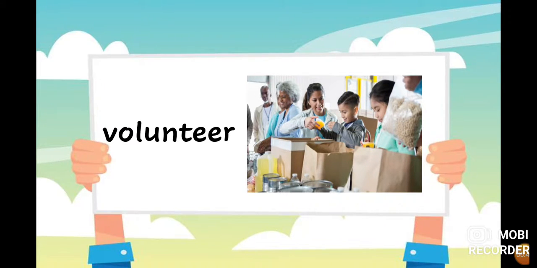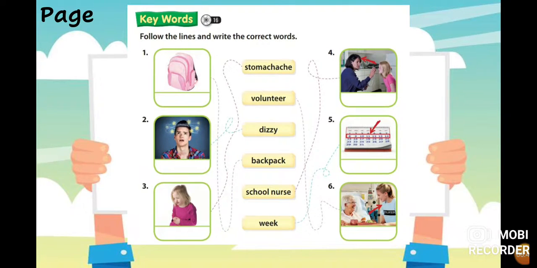So this one is a part of the vocabulary. And right now we have the exercise. This one is on page 53, and we have the keywords. You follow the lines and you write the correct words. In this case, you match the picture with the word of the vocabulary. Number one, this one is pink, kind of big. This is a backpack. Exactly.